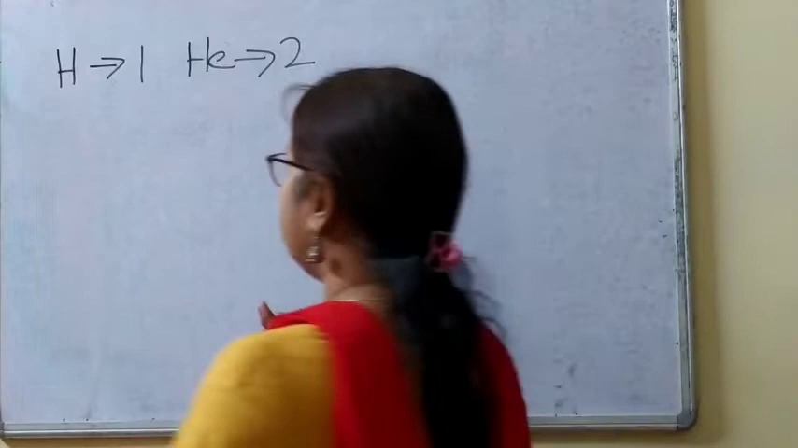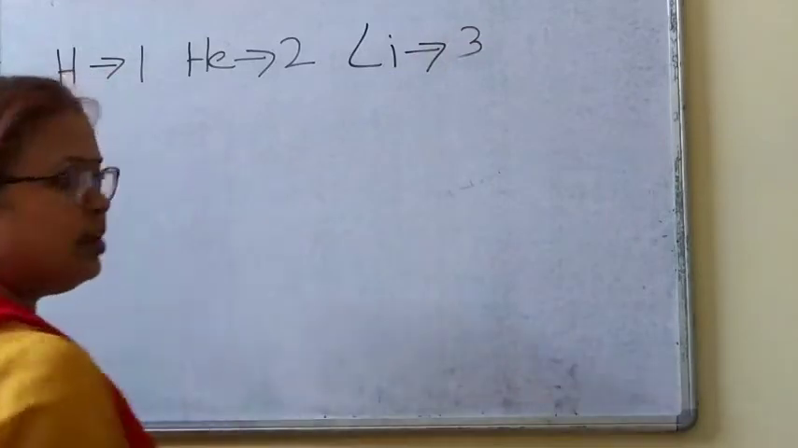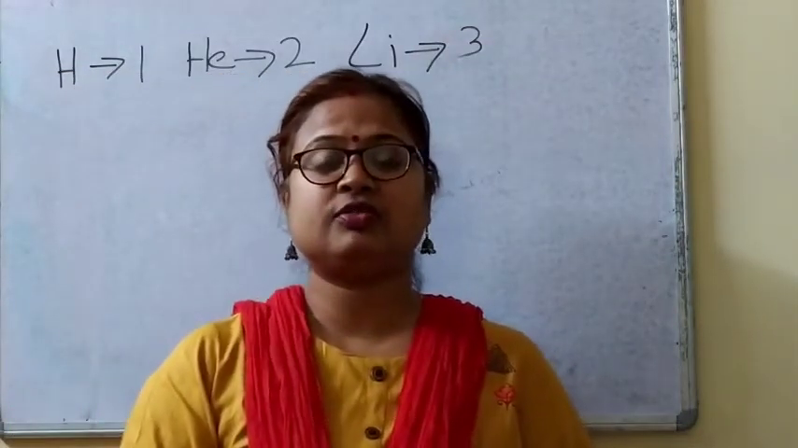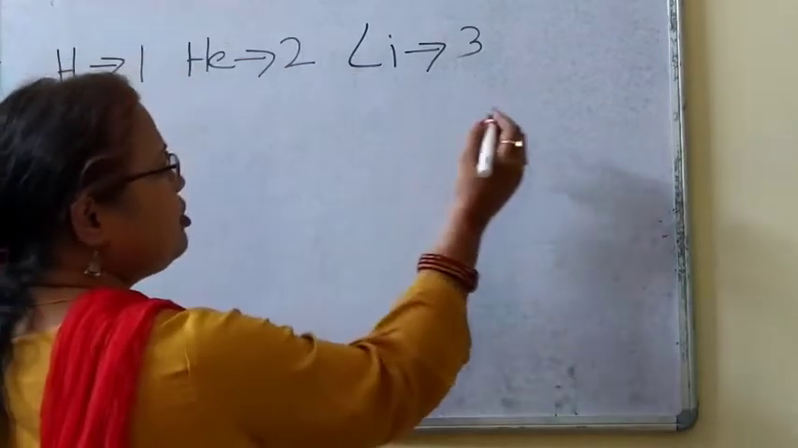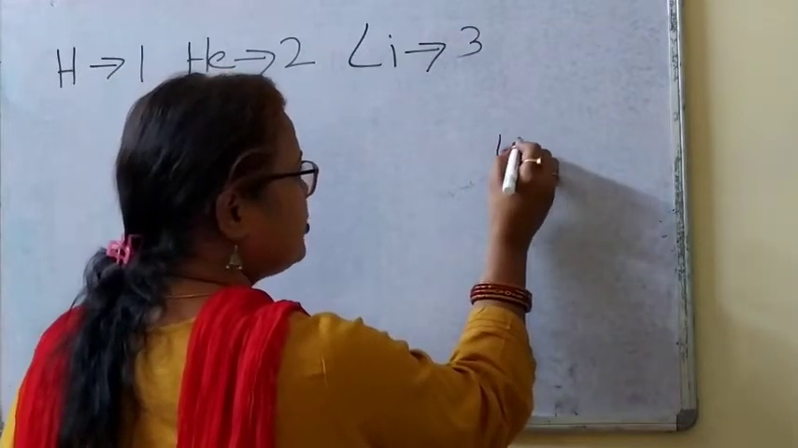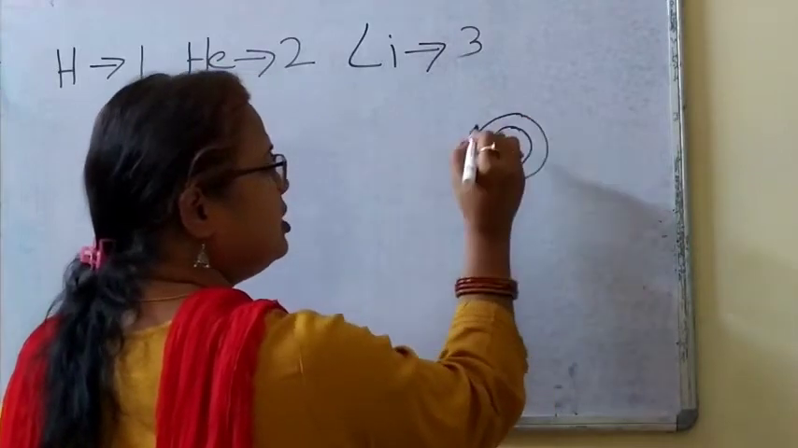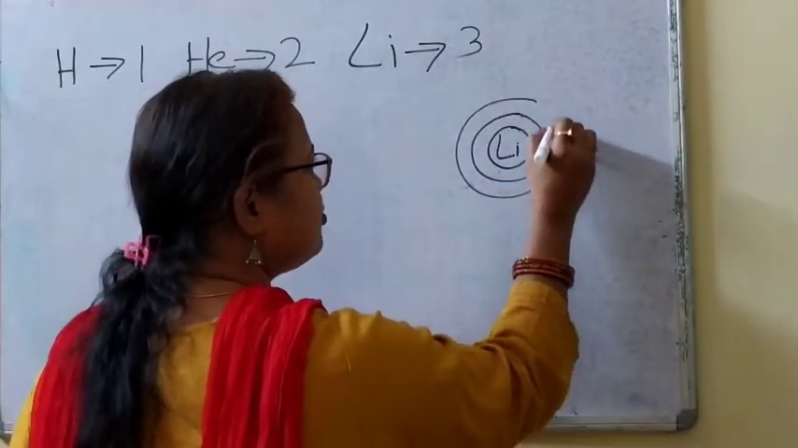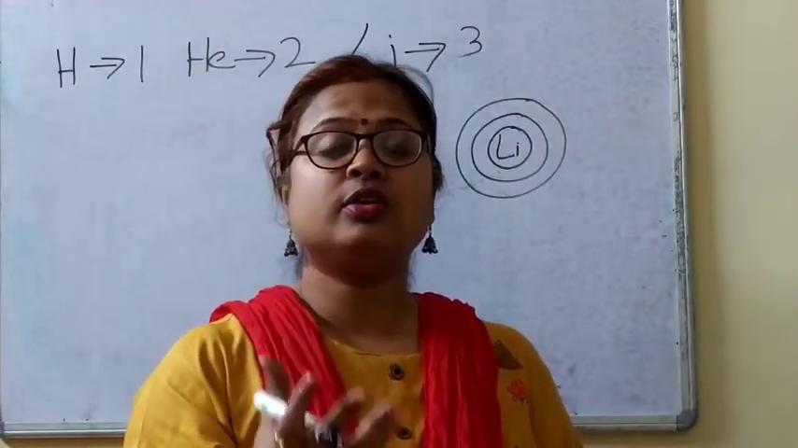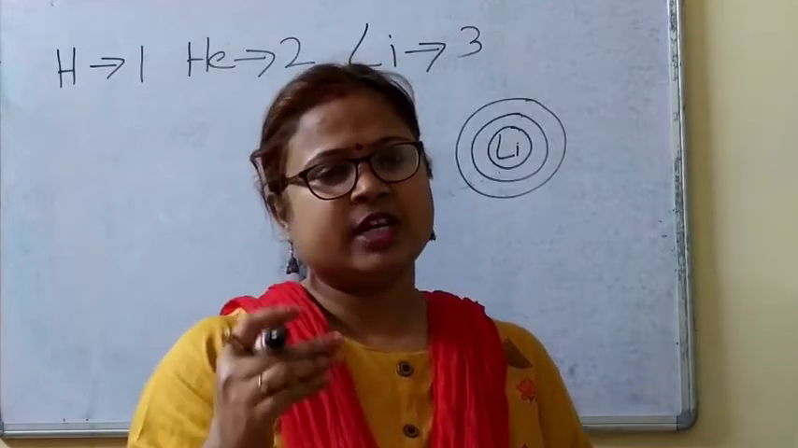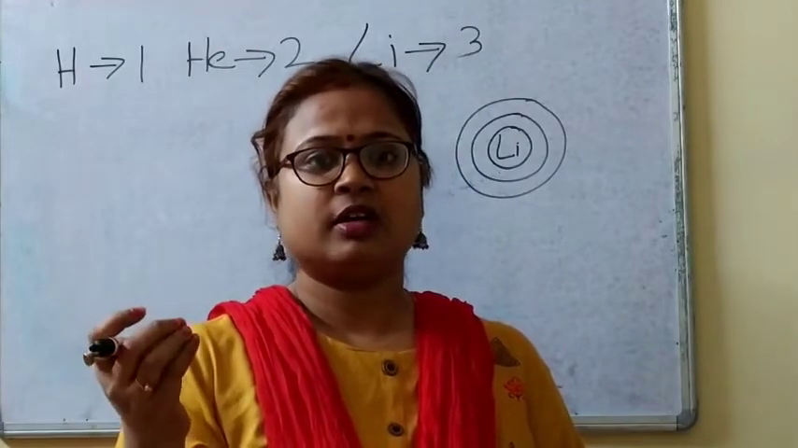Clear? Next one is lithium. The atomic number of lithium is 3. Then how will we get the valency from this atomic number? Suppose this is lithium, and this is the nucleus of lithium. This is the first orbit of lithium, and this is the second orbit of lithium. The first orbit can always hold only 2 electrons. The second, third, fourth orbits can all hold more than 2.